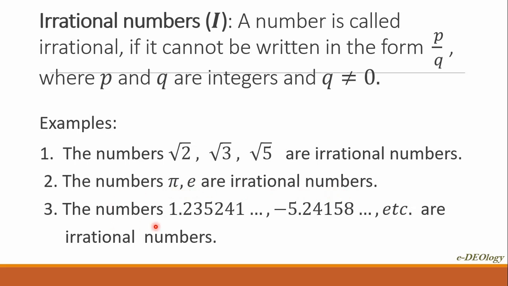Another example, 1.235241... It's continuous and there's no pattern of repetition. This is an irrational number. Another example, negative 5.24158... There is no pattern of repetition in the decimal, and it is continuous. So this is an example of irrational numbers.